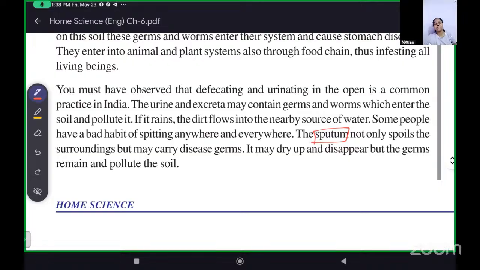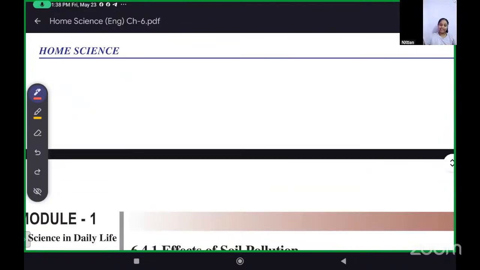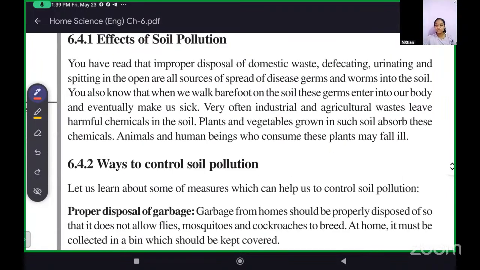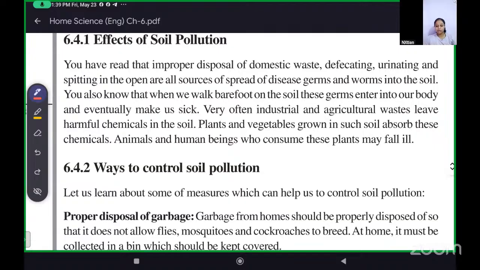Also, urinating in public places in the open is common. In the cities also, it's common, not just the villages, which causes land pollution and soil pollution. Then, what are the effects of soil pollution? You have read that improper disposal of domestic waste, defecating, urinating, and spitting in the open are all sources of spread of disease germs and worms into the soil. You also know that when we walk barefoot on the soil, these germs enter into our body and eventually make us sick. Very often, industrial and agricultural wastes leave harmful chemicals in the soil.